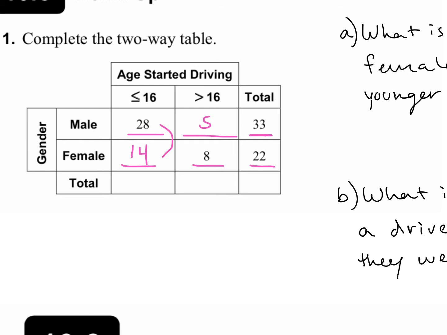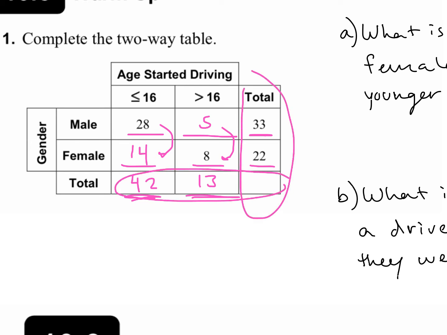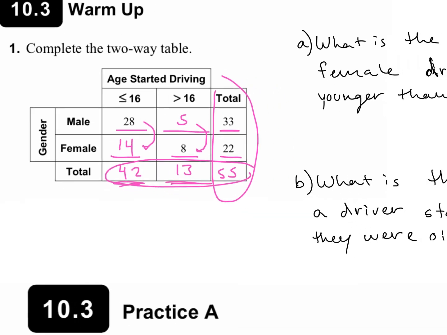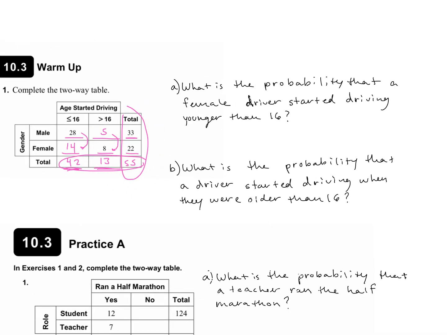We can add these two together to give us the total here, which should be 42. We add these two together, which gives us the total here, which is 13. It said 18, but wrote 13. And then we can either add these two together or add these two together, but you don't want to add them all together. So 33 plus 22 is 55. So that's our total. Now, what is the probability that a female driver started driving younger than 16?